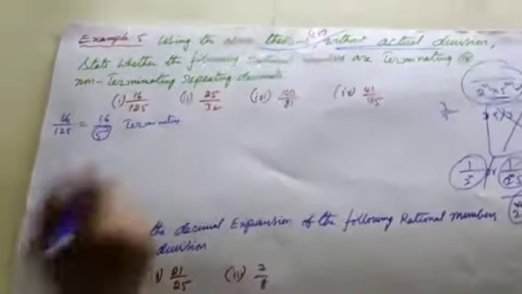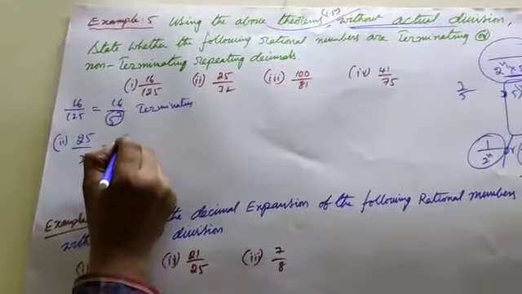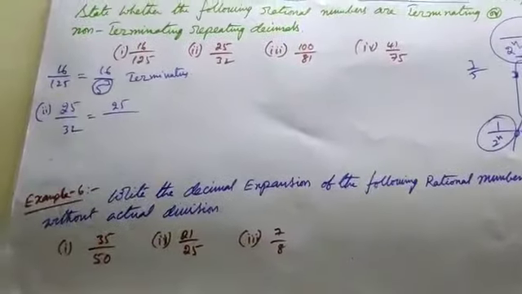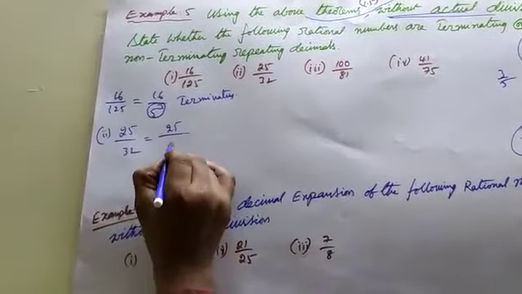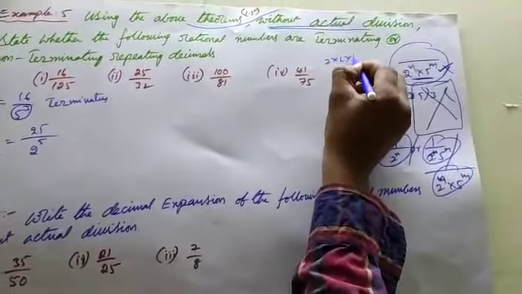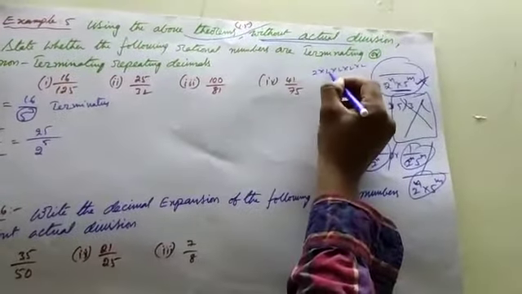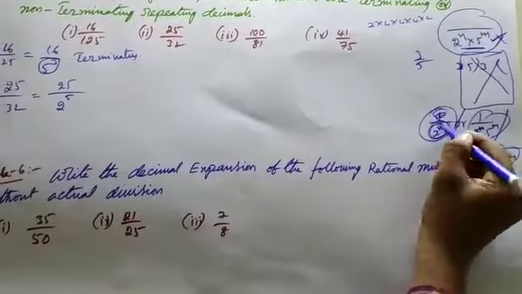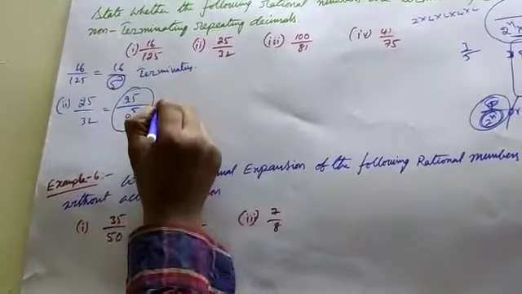For example, the second: 25 by 32. We do not discuss the numerator, only the denominator. What is the denominator? 32. 32 means 2 power 5. 2 power 5 means 2 into 2, 5 times, multiplied with the same number: 2, 4, 8, 16, 32. The base is 2, so the denominator portion is 2 power something, and the total number is terminating.